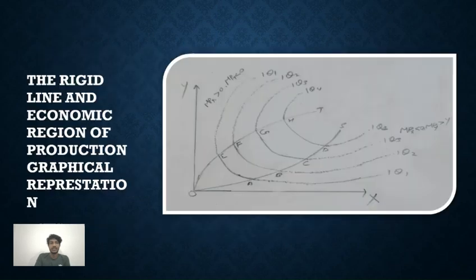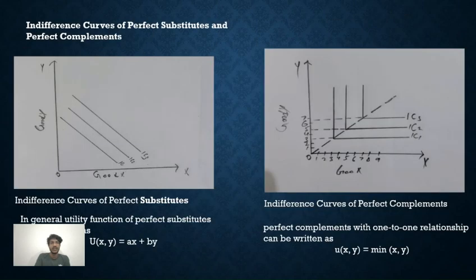Now here is the graphical representation of the rigid line in economics. Here is the graphical representation of perfect substitutes and perfect complements. The first one is for perfect substitutes and the second one is for perfect complements.